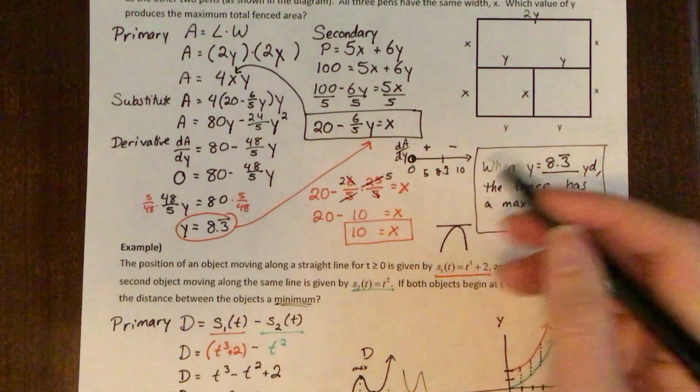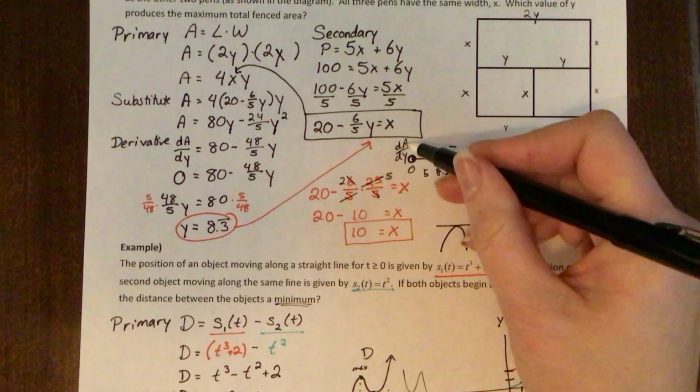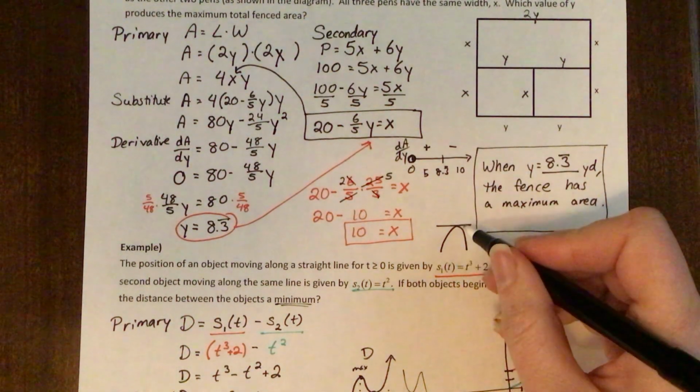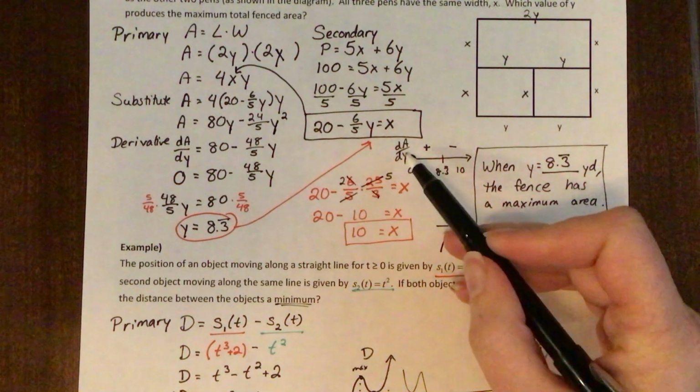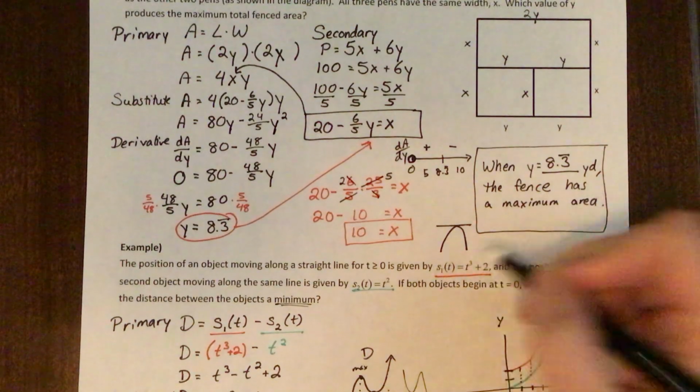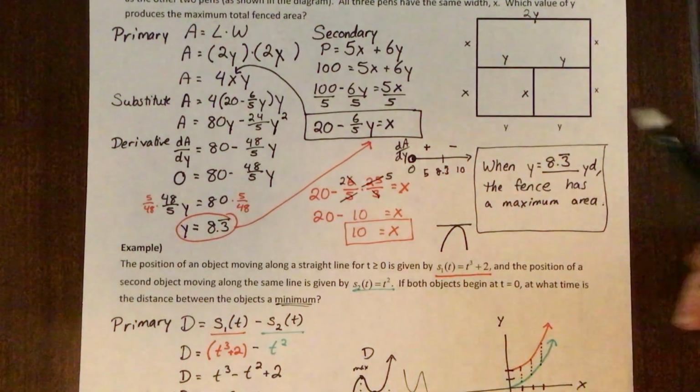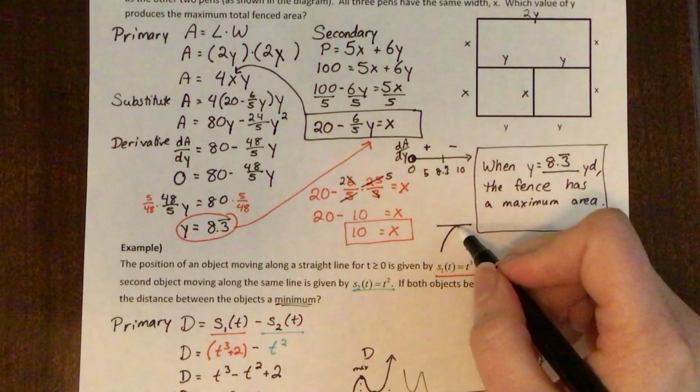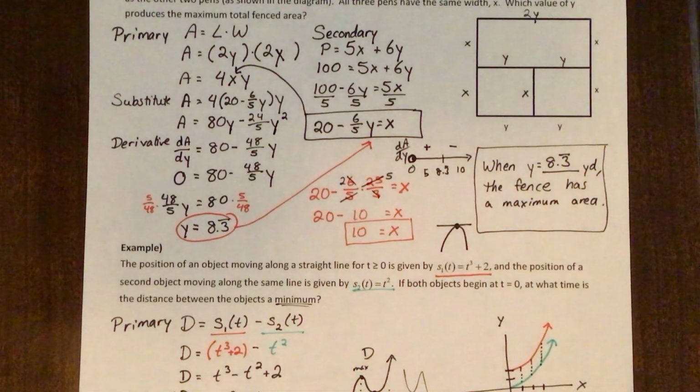Boom. Okay, so that means that A was increasing and then decreasing because its slopes are positive and then negative. Positive slopes increasing, negative slopes decreasing. So yes, in fact, 8.3 repeating for y does give a maximum.